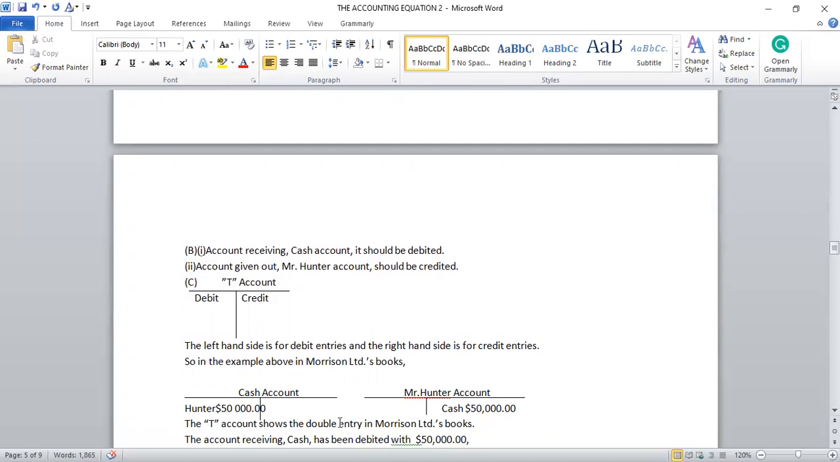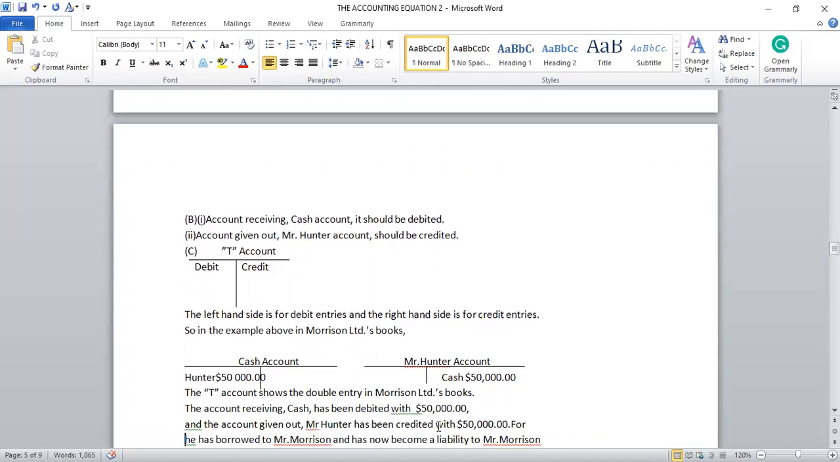The T account shows the double entry in Morrison Limited books. The account receiving, cash, has been debited with $50,000. The account given out, Mr. Hunter, has been credited with $50,000, for he has lent to Mr. Morrison and it has now become a liability to Mr. Morrison.